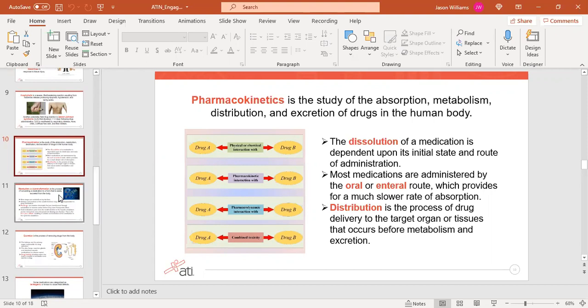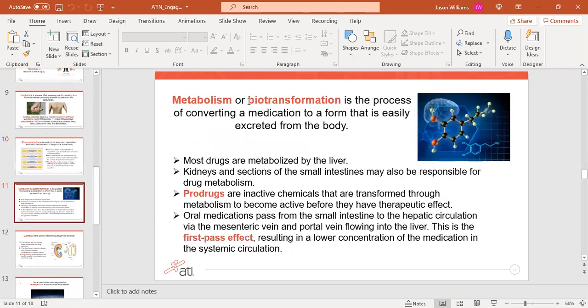It also talks about metabolism or biotransformation, which is the process of converting a medication to a form that is easily excreted by the body. So the body actually metabolizes this medication, and another word for metabolize is breaking something down. A whole process of breaking something down.